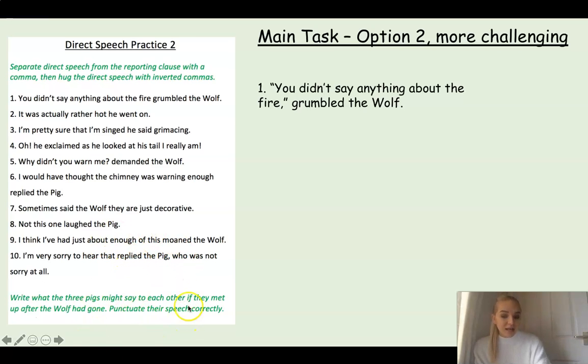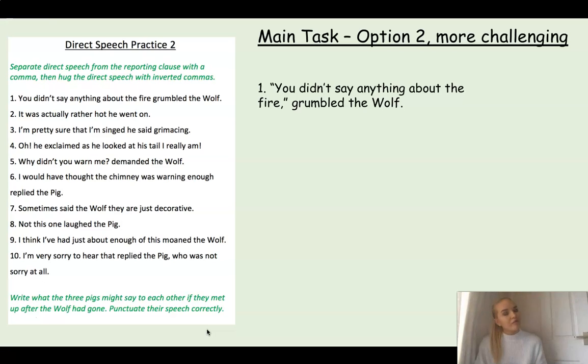Then, this is a task that I'd like everyone to try and do in green, regardless of whether you're doing option 1 or option 2, to have a go at predicting and writing what you think the 3 little pigs might have said to each other if they met up all together after the wolf had gone. Make sure you punctuate your speech correctly and start a new line for every new speaker.